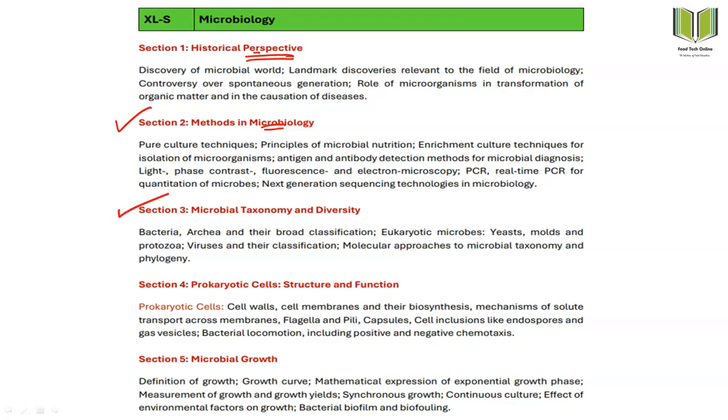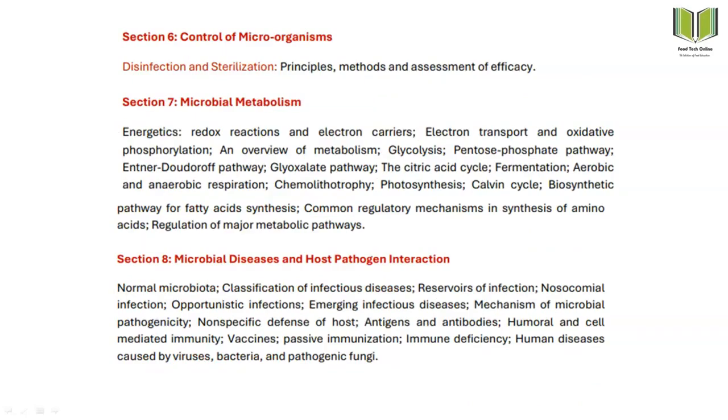Then comes section 3, which is microbial taxonomy and diversity, in which we will be seeing the broad classification of bacteria, archaea, eukaryotes and prokaryotes, yeast and mold, protozoa, and viruses and their classification. After that comes the prokaryotic cell and its function, and then microbial growth: how microbes are grown in a medium and the various phases through which a microorganism grows.